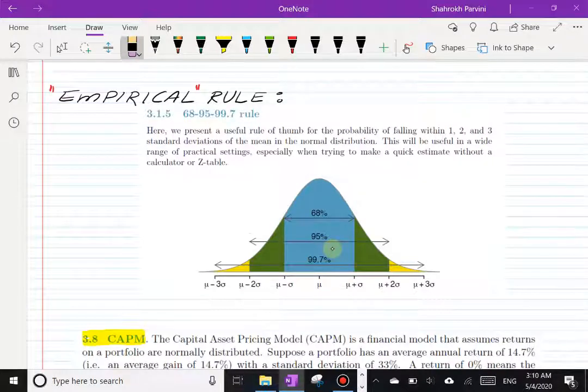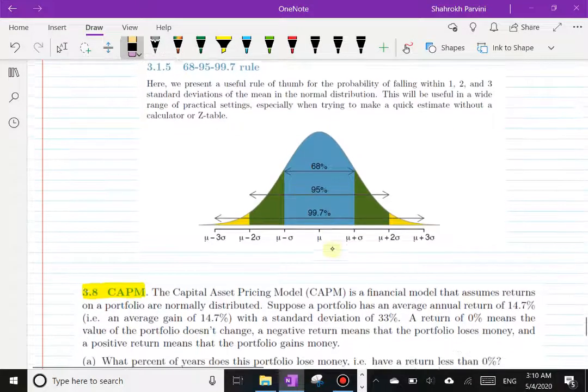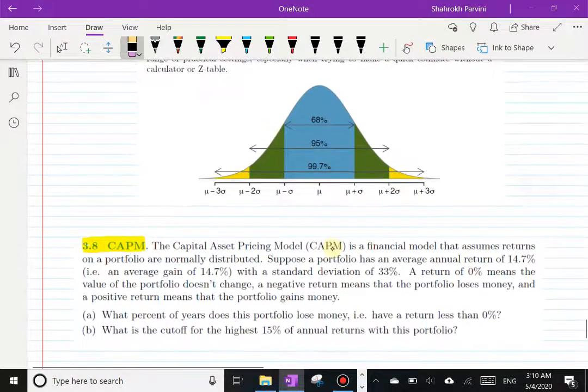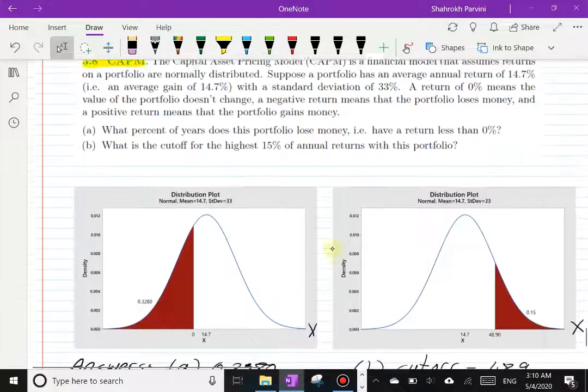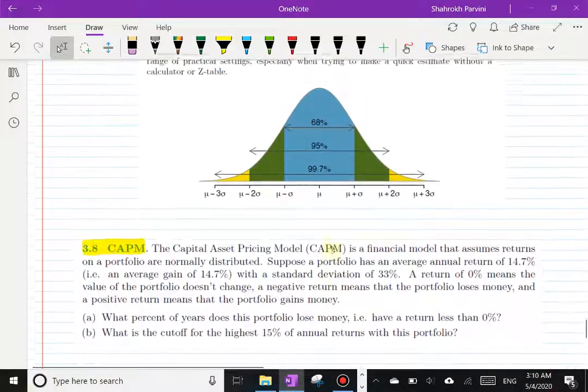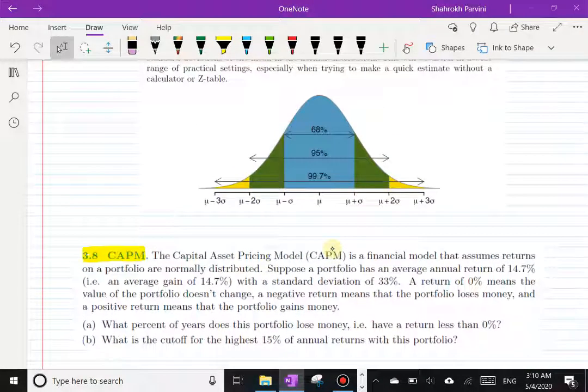And let's take a look at an exercise here. And then I believe we're going to be done with this. Yes, we're almost done, folks. So let's take a look at this application, if you will, from your textbook, exercise number 8.